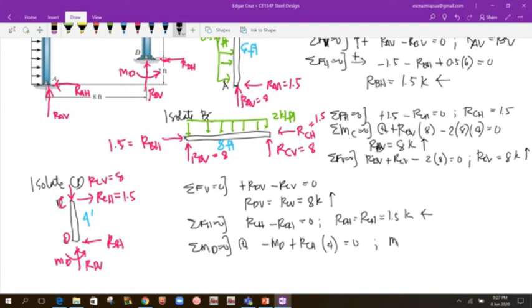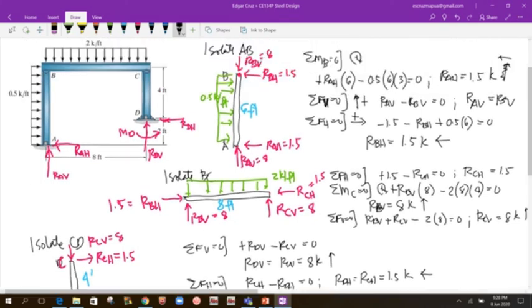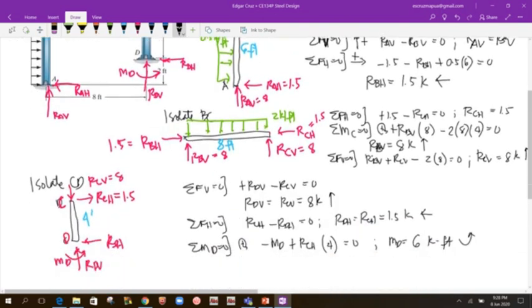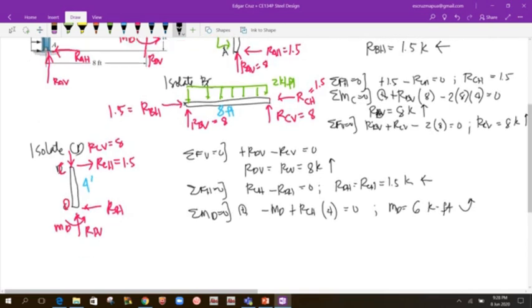So from there, I could solve for MD. RCH is actually 1.5, so that would be 1.5 times 4, which is 6, positive. That means our assumed direction is correct. So this would be 6 kip-feet, and that is counterclockwise. So we have analyzed the 3 segments of this frame.